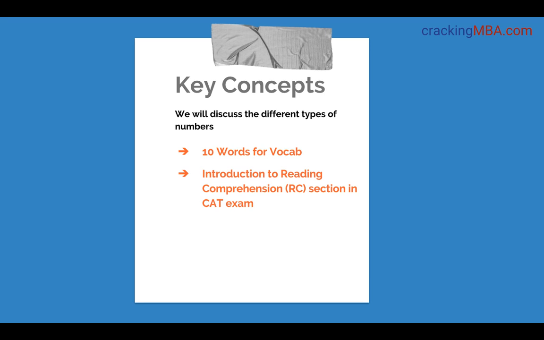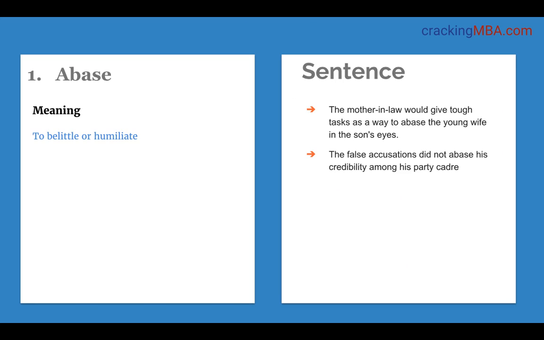Some of the key concepts that we will talk about today are the 10 words for vocab and also a brief introduction of reading comprehension. Just to pause here a little bit, the approach we take is to cover 10 words every day so that you don't have to get into a rush in the last minute. So we cover 10 words every day of the week and consistently over a period of 4 months to ensure that you have a good vocabulary of some of the most frequently asked words, about 1,000 in your kitty. So that should put you in good stead for attempting the verbal section, be it for CAT or any other competitive exam. So the first word we talk about is abase, which means to belittle or humiliate someone.